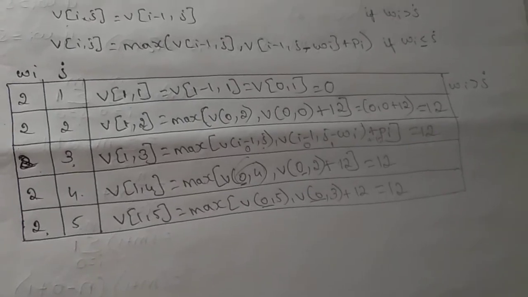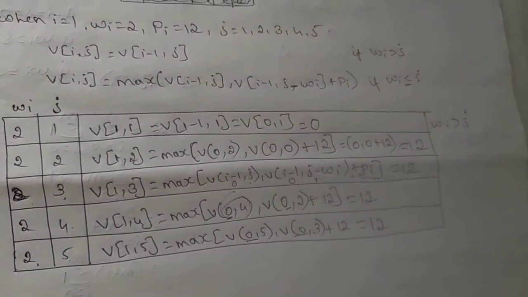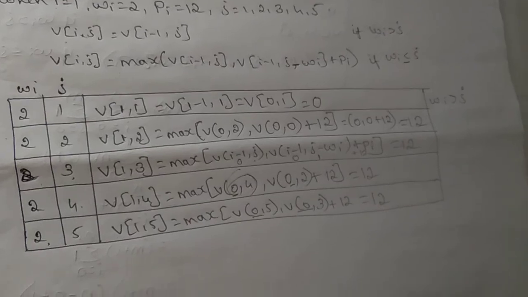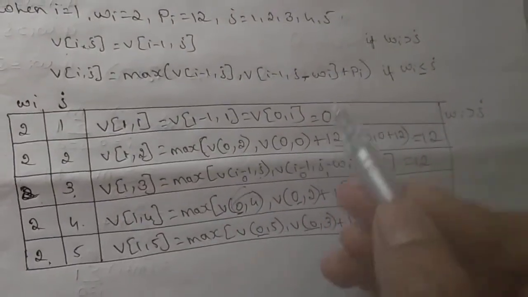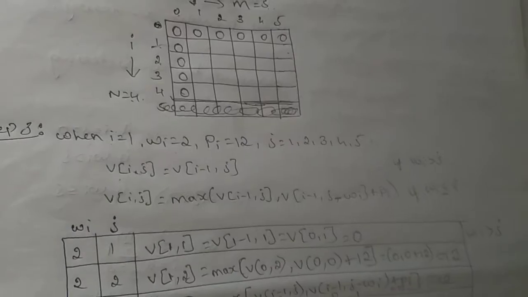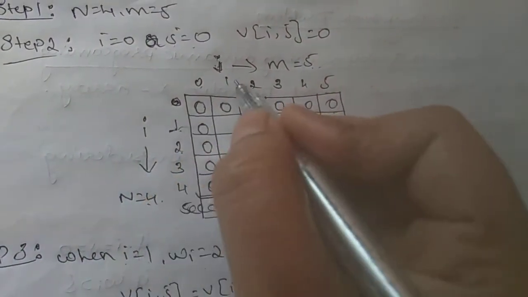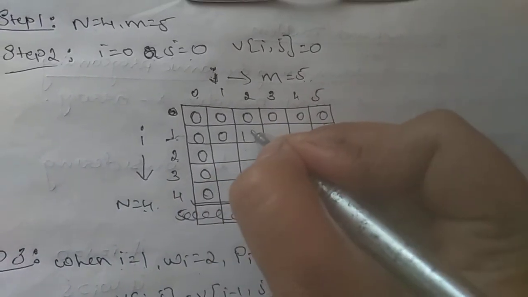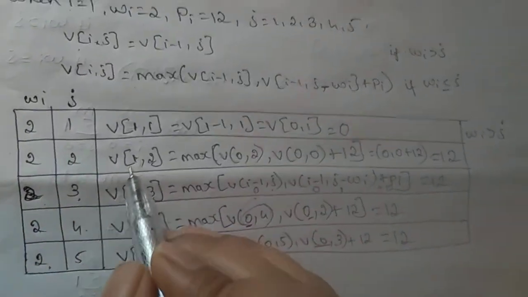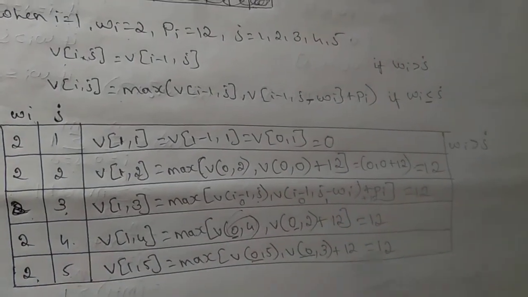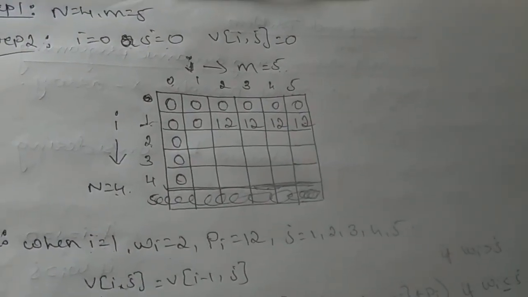Okay, now what you have to do, you have to update these values in your matrix. What is V of 1 comma 1? It is 0, then all the other values are 12. V of 1 comma 1 is 0, then 1 comma 2 is 12, 1 comma 3 is 12, 1 comma 4 is 12, and 1 comma 5 is 12. Okay, now I'll go for step 4.